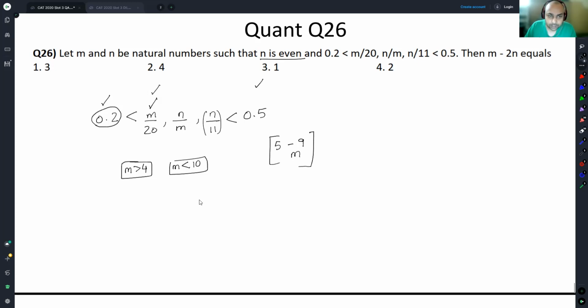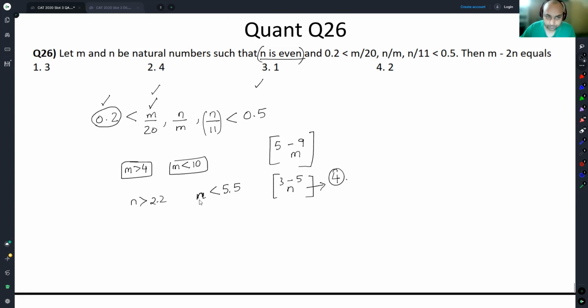Let us do the same thing for n. N has to be greater than 2.2 and n has to be less than 5.5. So n can take values from 3 to 5. But we were told that n is even. If n is even, the only possible value that n can take is 4. The only possible value that n can take is 4.